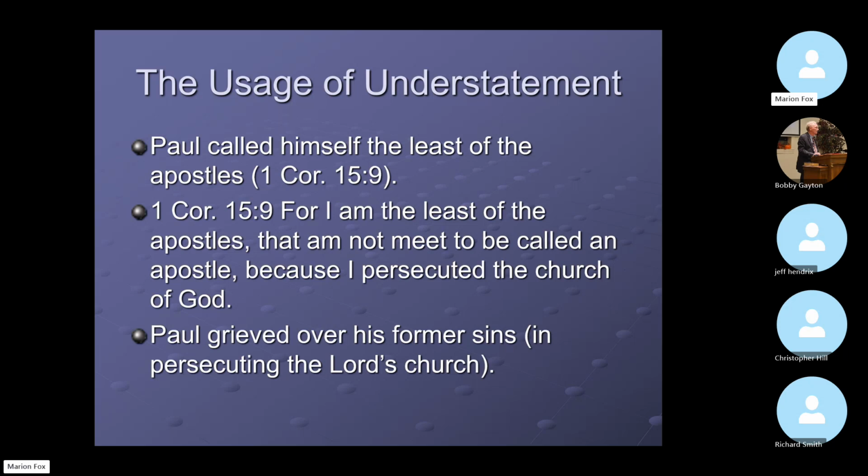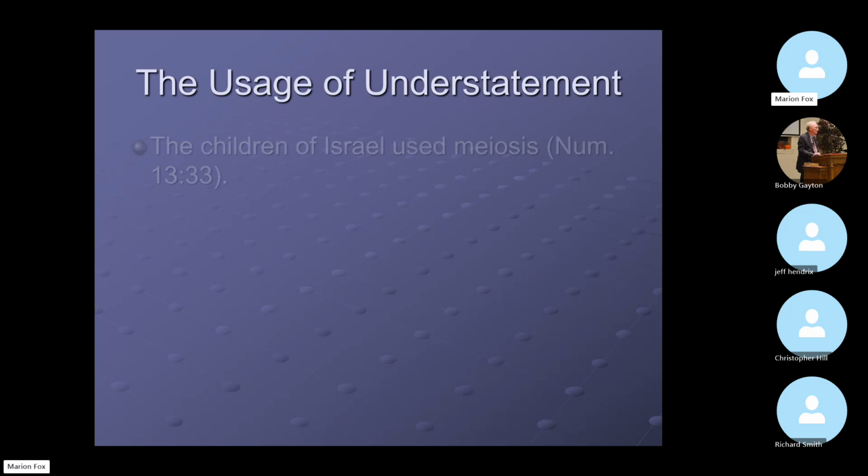And Paul was grieved over his former sins, persecuting the Lord's church, but he didn't let it hold him back. He went forward, and he worked harder than all the rest of the apostles.